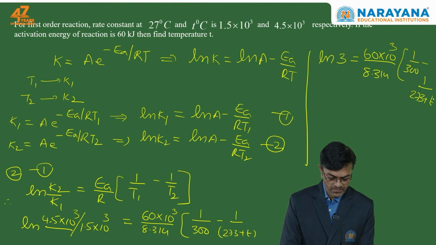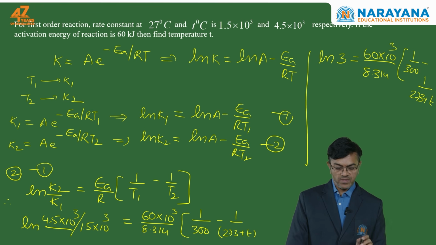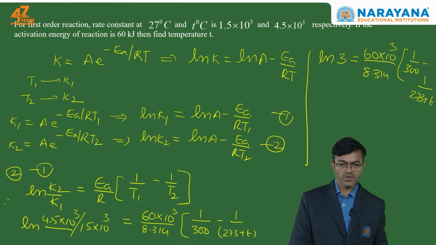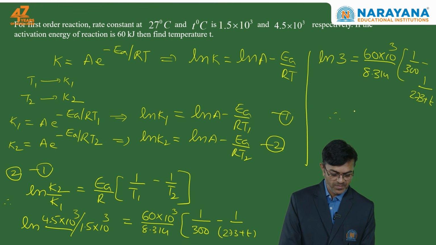plus T. ln 3 is 2.303 log 3. Log 3 value approximately you can take 0.48 and solve. Then the final answer I am writing, you will get that T will be around 41 degrees Celsius.